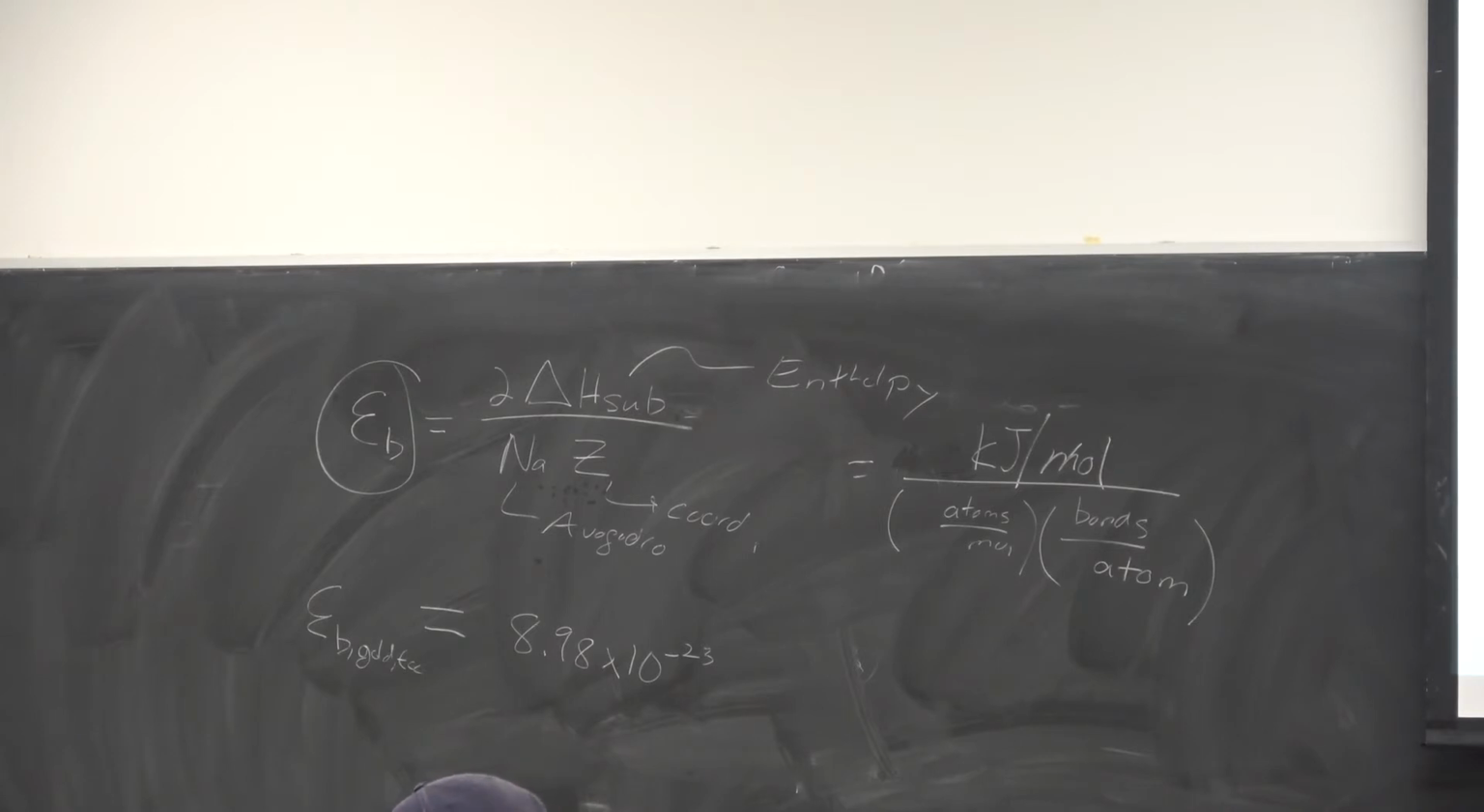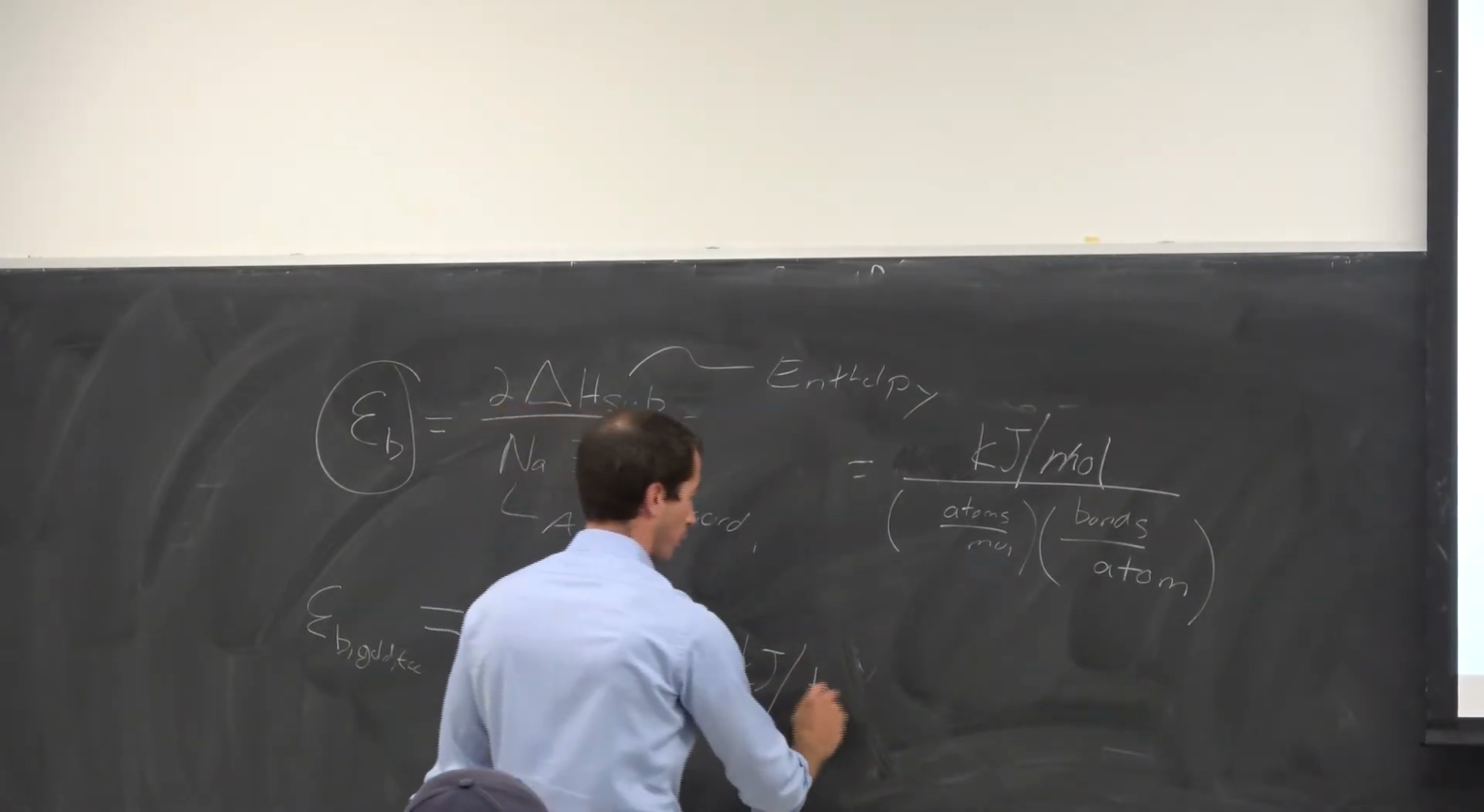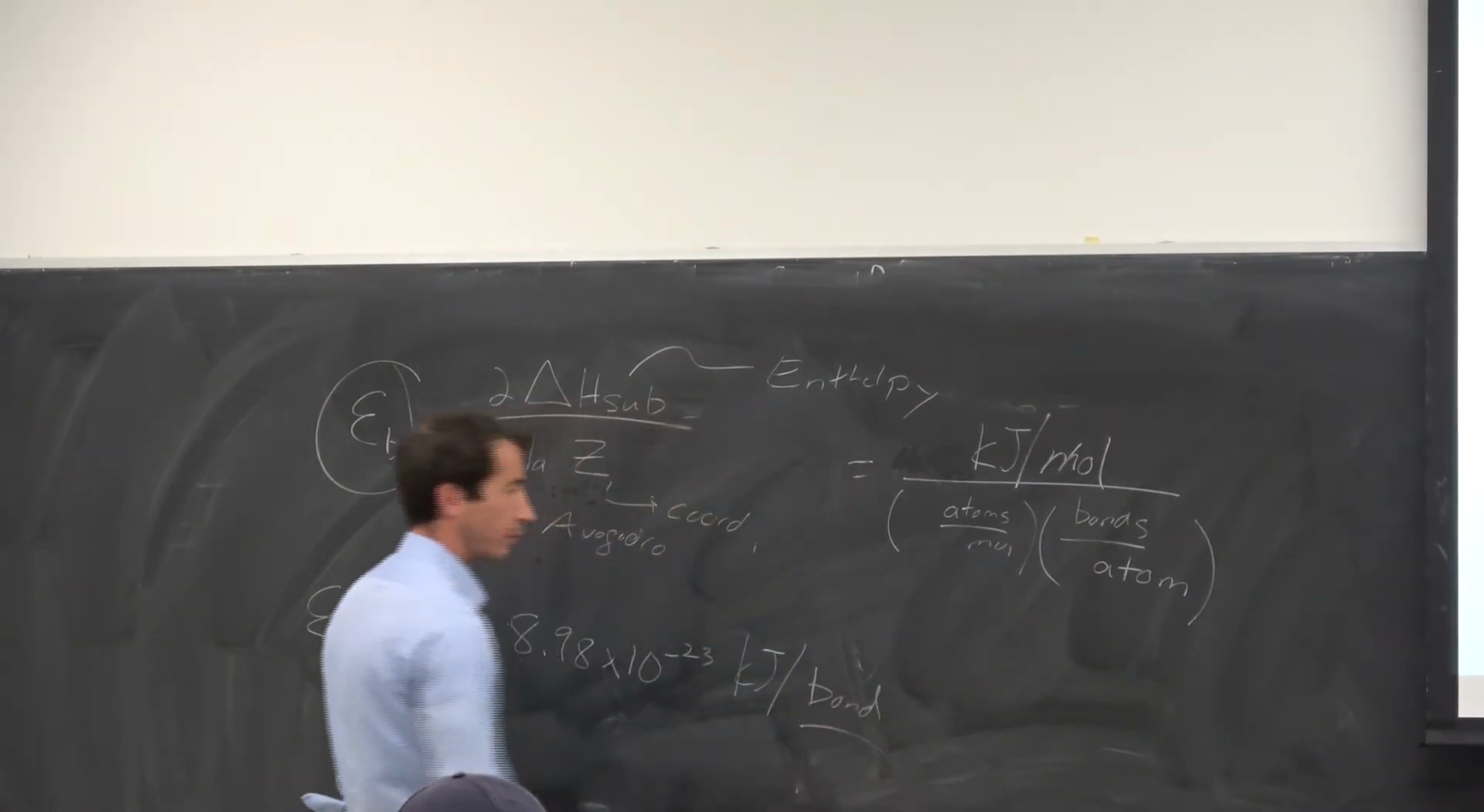So surface coordination would be perhaps half if it's on just a normal plane. If it's on the edge, maybe a quarter or whatever. Yeah, I think so. Okay. That makes sense. Okay. So then we can calculate this in units of kilojoules per bond.